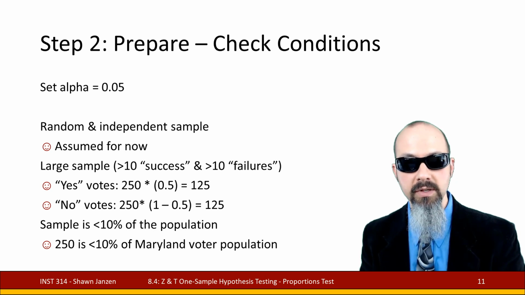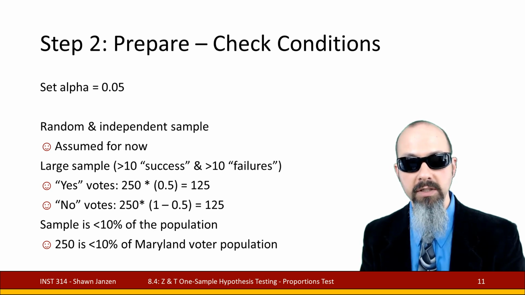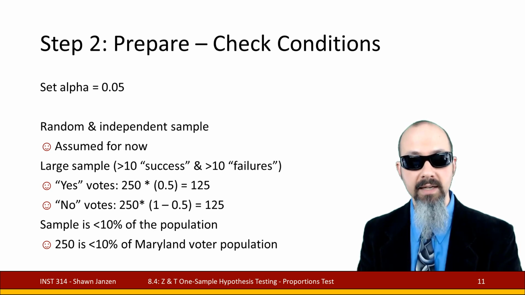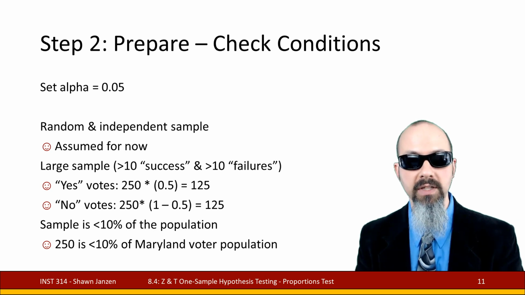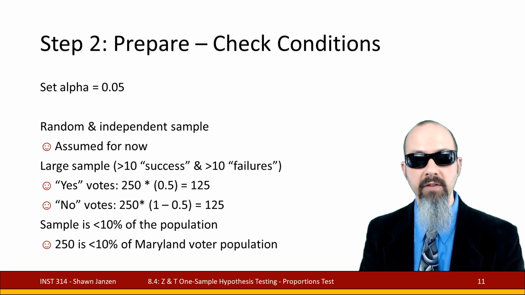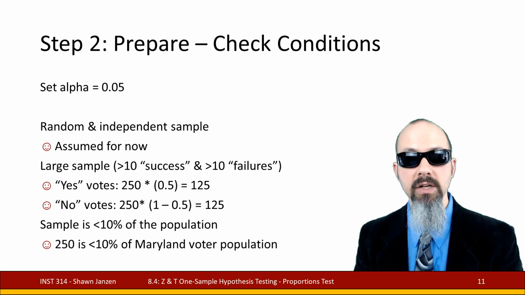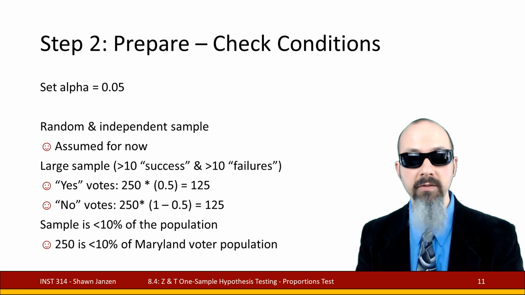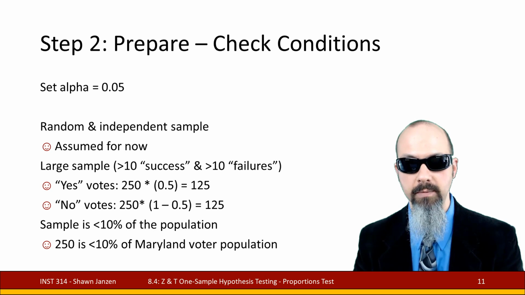To get the yes votes, we're taking our 250 multiplied by our estimated proportion of 0.5, and that tells us 125. We're good on the successes, and the no's are 250 multiplied by 1 minus 0.5, which also gives us 125, so we're good on the failures. And then is our sample less than 10% of the population? Well, our population is all of Maryland's voters, and so 250 is definitely less than the population of Maryland.